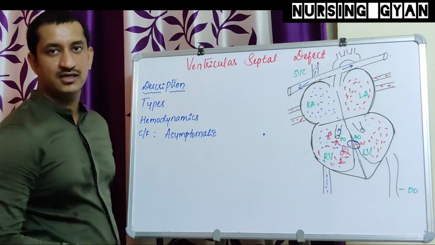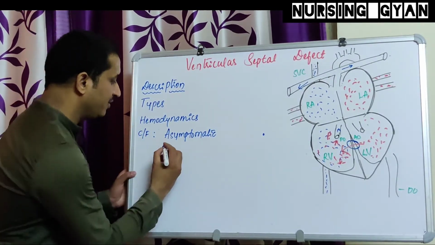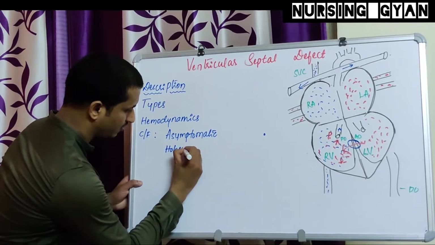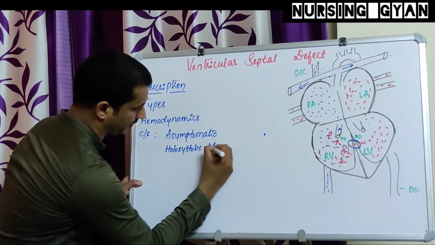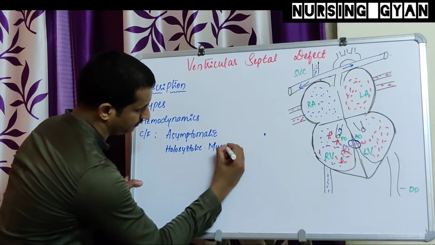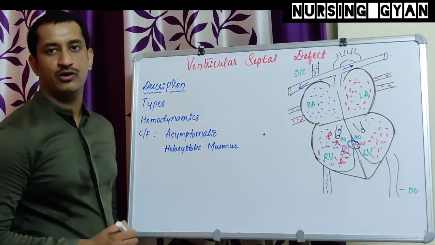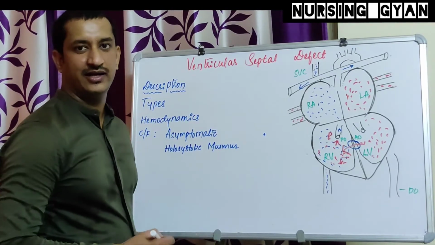But if the width is bigger, or if the hole is bigger, then the baby may have a holosystolic murmur. Holosystolic murmur, which is called the cardinal sign of ventricular septal defect, and which is also present in ventricular regurgitation.